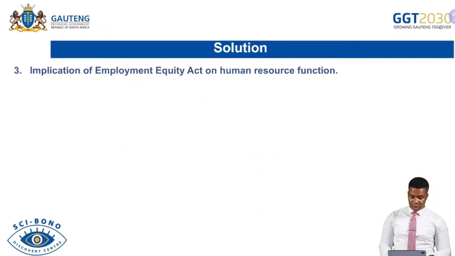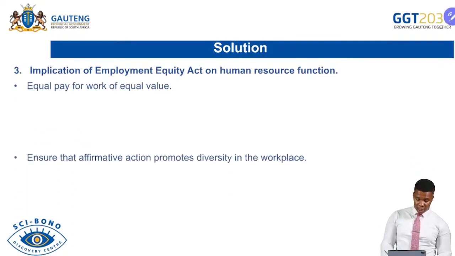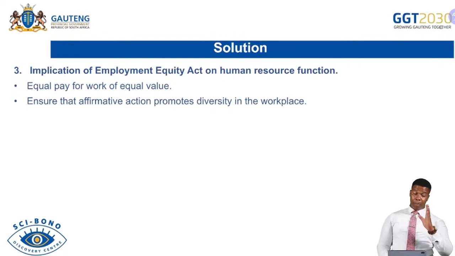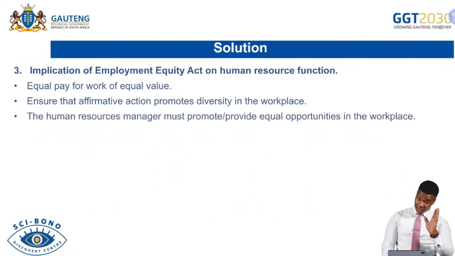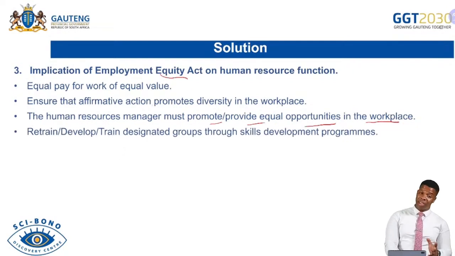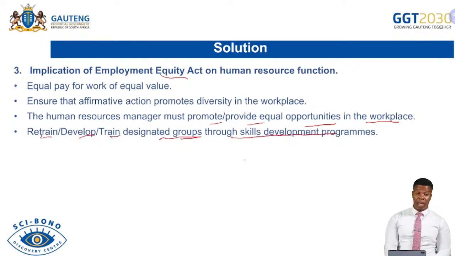Implication of the Employment Equity Act on human resources is what? Equal pay for work of equal value. The human resource manager should know that. Furthermore, ensure that they apply affirmative action, which promotes diversity in the workplace by hiring those who were previously disadvantaged if they are suitable and qualified. The human resource manager must promote or provide equal opportunities in the workplace to show that there's equity there. Furthermore, they should ensure that those who were previously disadvantaged, if they don't have the skills, are being retrained, developed, trained, the designated groups, through skills development programs, so that now you close the gap of inequality of skills. Now we are looking into inequality of skills, not skills development.